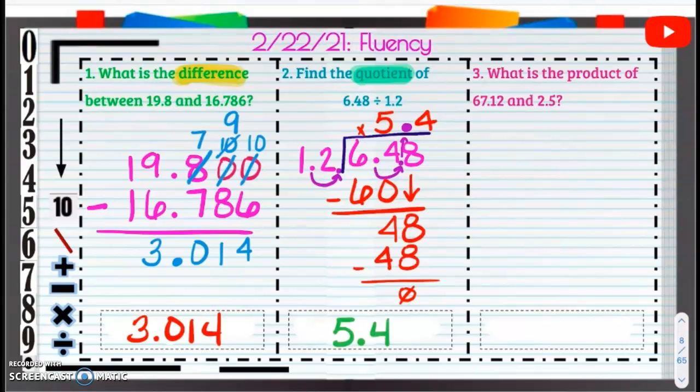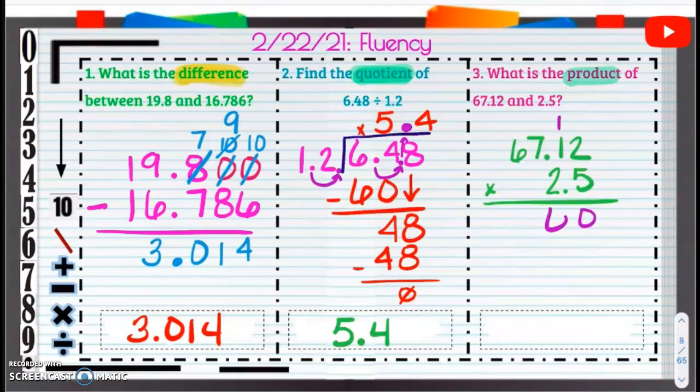Last but not least, we're going to find the product. That means we're going to multiply. And we do not have to line up our decimals when we're multiplying. So we're going to push them all to the right. So we have 67 and 12 hundredths times 2 and 5/10. All right, 5 times 2. There we go. 5 times 2 is going to be 10. 5 times 1 is 5, plus 1 is going to be 6. 5 times 7 is going to be 35. 5 times 6 is 30, plus 3 is 33.